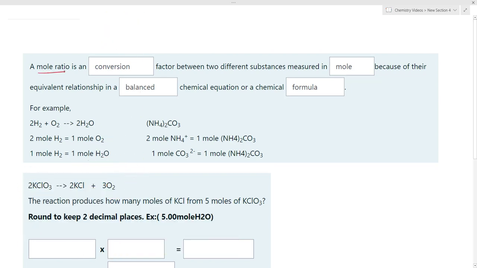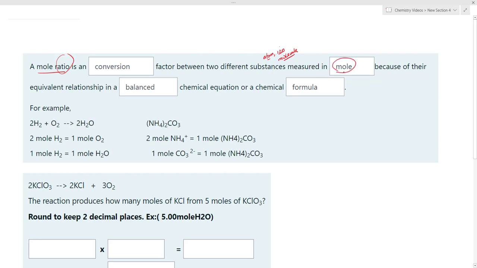Now, a mole ratio, when you see the term ratio, this is just another word for conversion factors. A conversion factor between two different substances. Of course, the substances could be an atom, or ions, or chemical formula, or in this case, we better use molecules. So again, substances. And in this mole ratio, guess what it's going to measure in? It's going to measure in the unit of mole.